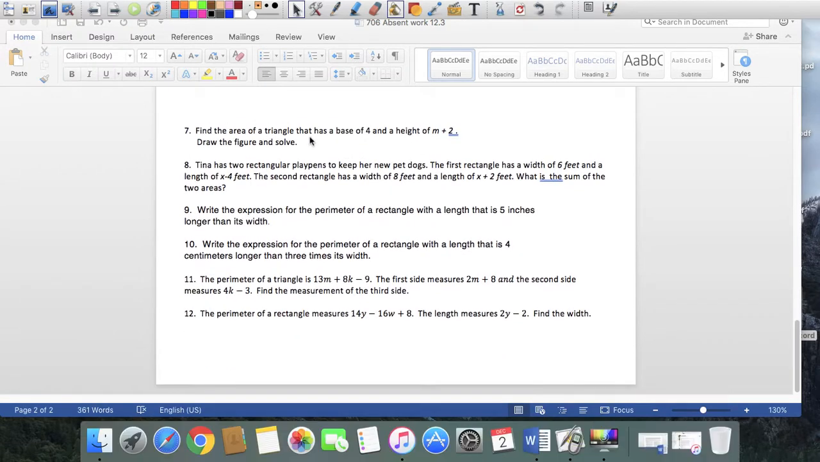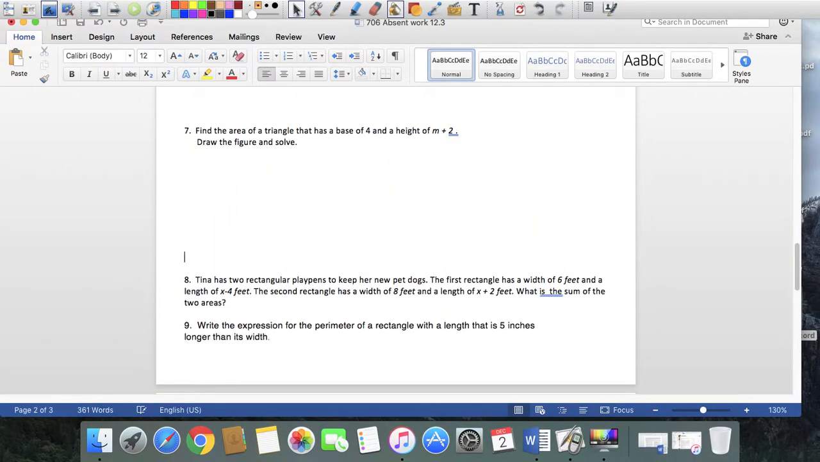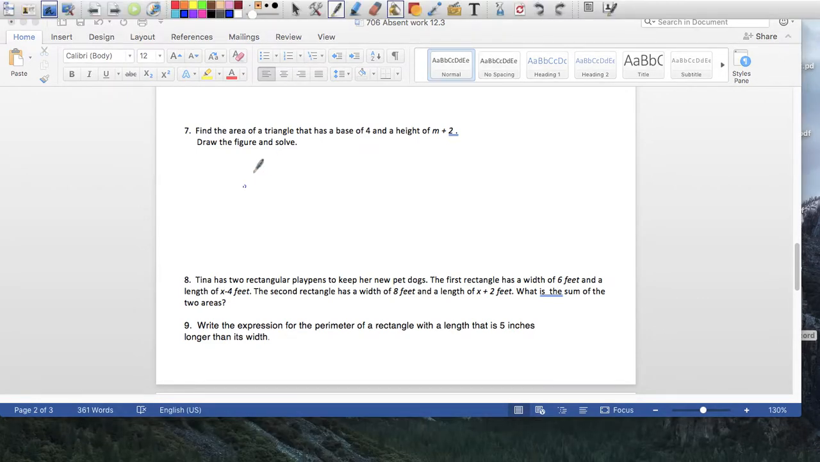7. Find the area of a triangle. Area, okay, so not perimeter, area. So let me write the area of a triangle is base times height divided by 2. So let's substitute. So the base is 4. The height is represented by m plus 2, so I'm going to put that in parentheses. I'm going to divide the whole thing by 2.